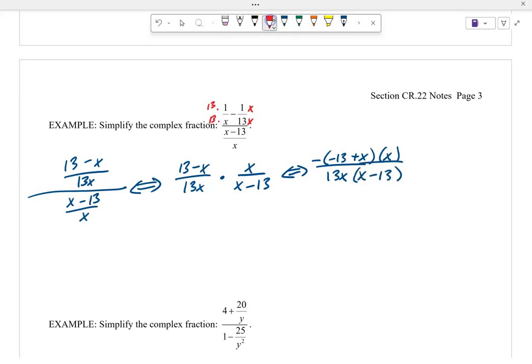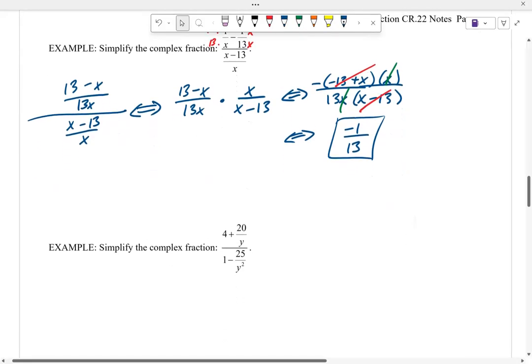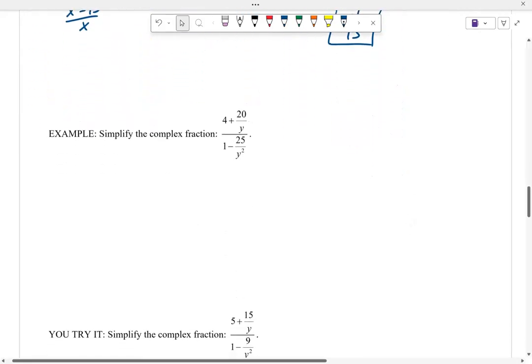And see how now we have x minus 13, that'll factor. In fact, you've got an x and an x there as well that'll factor. And so you're just left with a negative 1 over the 13 on the bottom, and you're all done with that problem there. Let's do another one similarly.